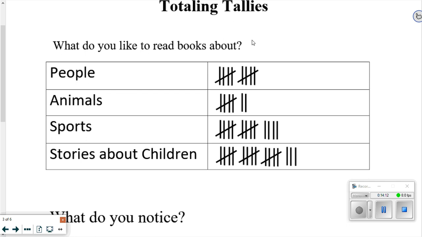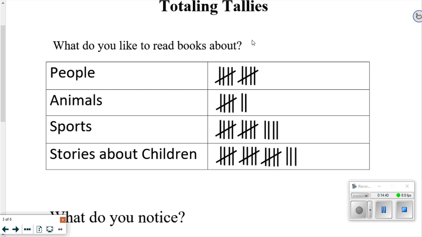Heidi, what do you notice? I noticed that more people like to read stories about children than sports. Okay, more people like to read stories about children than sports. She can tell that by looking at the tally marks. What else do you notice about this data? Kaden, what do you notice? Not a lot of people in this data like to read about animals.